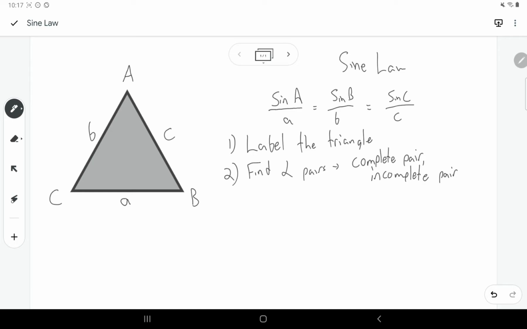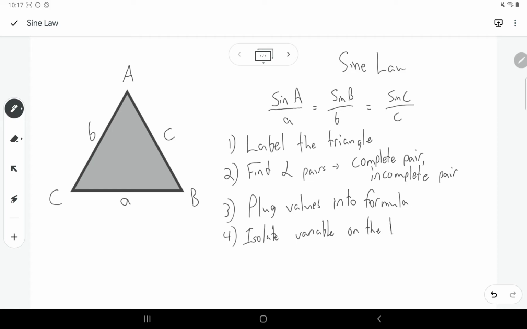Okay, so then three, we plug values into the formula. I'll show you how to find that formula in just a moment. Let's plug values into the formula. Then number four, we isolate the variable on the left. Again, I'll show you this one, it is much better to see than to just have it written out. This is just for your reference later.